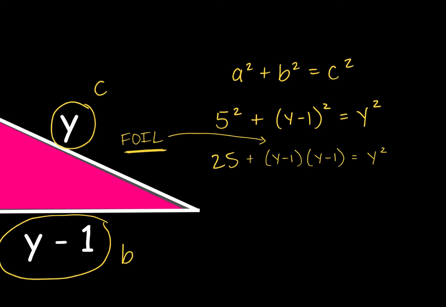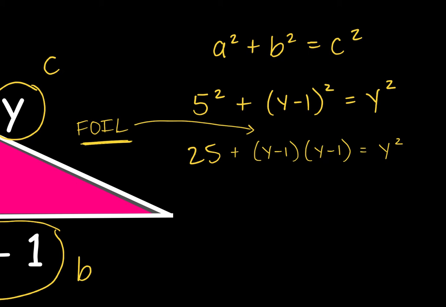What the FOIL method says is F stands for first. So the first from this parentheses gets multiplied by the first from this parentheses. The O stands for outer, so both of the outer terms get multiplied by each other. I stands for inside, so both the inside terms, the -1 and the y. And L stands for last: the last term in this parentheses and the last term in this parentheses. That's called the FOIL method. If you don't know about the FOIL method, you can always look it up, okay?